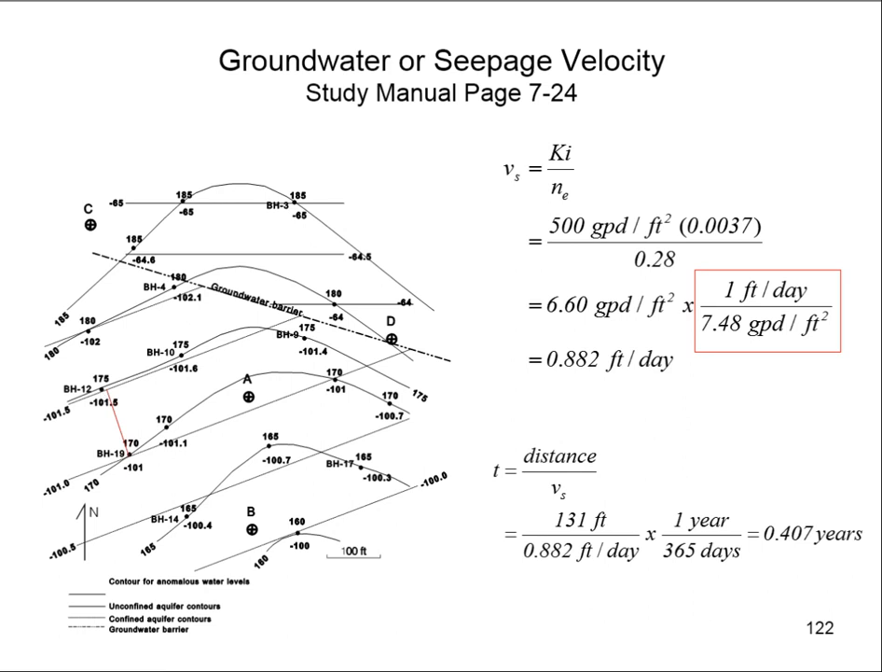How do we get that time? Well, if you have these units of feet per day, we have the distance, and the time is our distance divided by the velocity, right? So velocity is distance per time. Measuring that distance at the scale of the map gives us 131 feet, and dividing by our velocity gives us about 5 months for that tracer to be found in borehole 12.